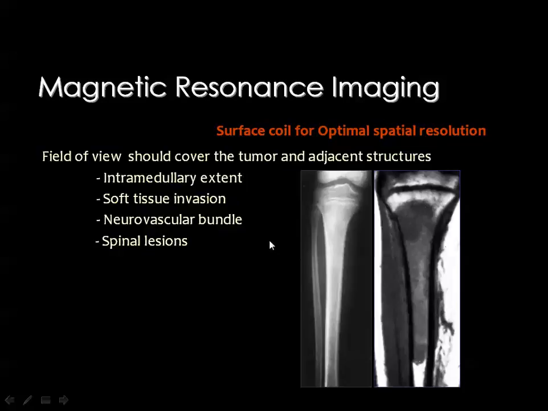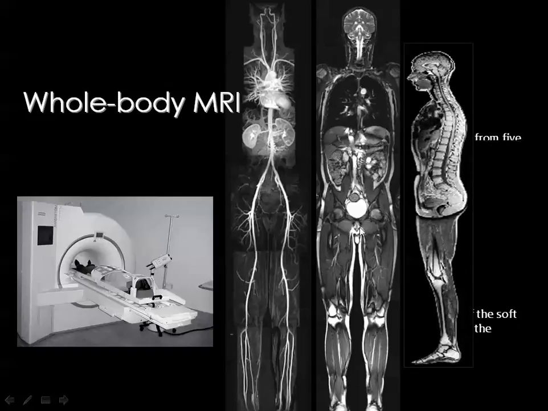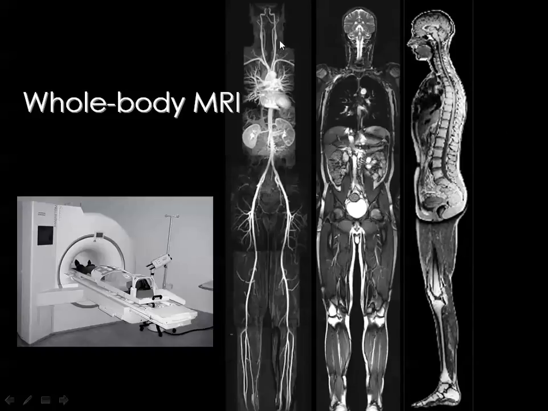MRI is also an important tool for evaluation of soft tissue invasion adjacent to the affected bone. It can also show the neurovascular bundle, and it has a very good role in evaluation of spinal tumors. You know that we have this facility which is known as the whole body MRI, where you can scan the whole body in two positions, the frontal and the lateral. And you can also have the facility of MR angiogram throughout the whole body.